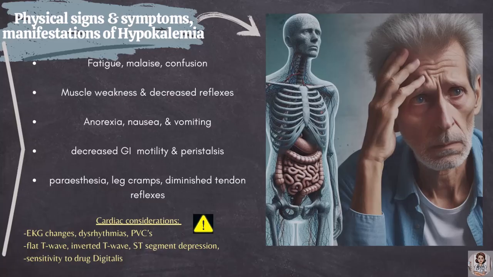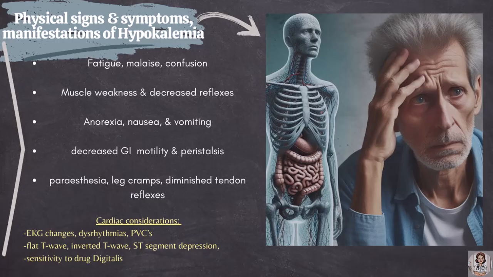And most importantly, cardiac considerations. On an EKG, you may see EKG changes, PVCs, flattened or inverted T waves, ST segment depression. If changes are noted on the EKG, it's time to act and intervene quickly. As a nurse, you must watch for these symptoms, especially in high-risk patients, like those on diuretics or patients with GI loss.